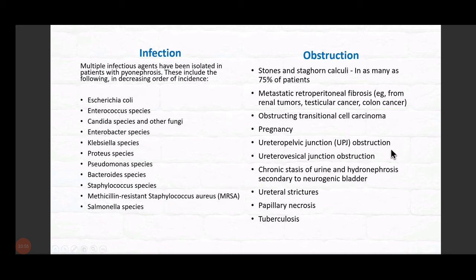Ureteropelvic junction obstruction, this can be because of a stricture. Ureterovesical junction obstruction, again by stricture or stone, or it could be a neurogenic bladder, which is giving rise to reflux. And tuberculosis is one of the causes. Tuberculosis comes here in infection also, and the sequelae of tuberculosis lead to obstruction also.